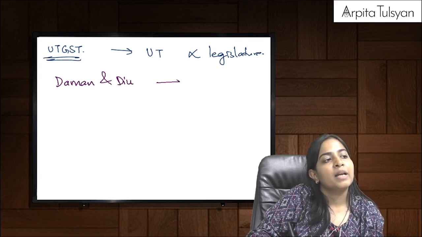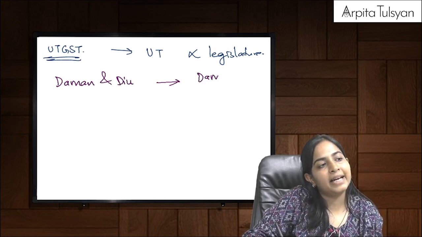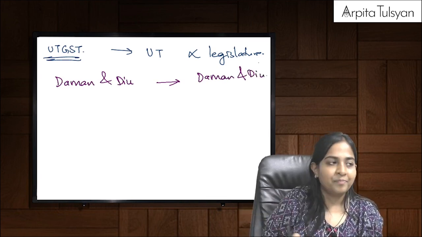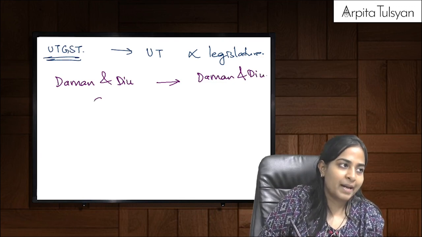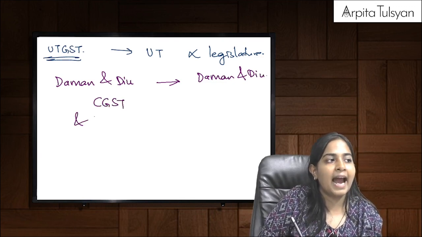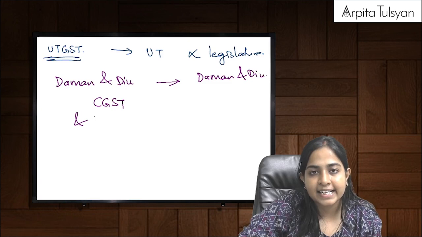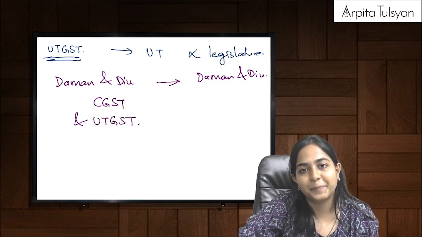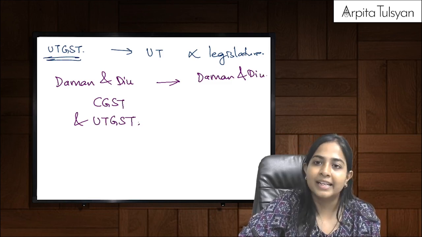Example, Daman and Diu making a sale within Daman and Diu only. So, which taxes will be applicable? CGST, and do they have their own state legislature? No. So, can we say UTGST will be applicable? Are you clear with this?